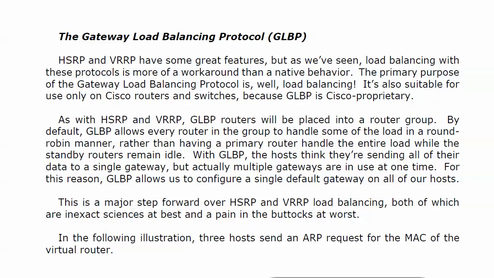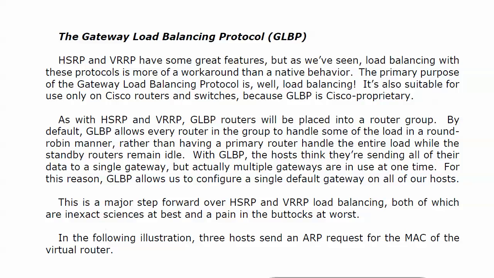Why are we going through all this with GLBP then? HSRP is in operation everywhere around the world. So is VRRP. What do we care? Why do we need another protocol for this? Well, as we've seen firsthand in the labs in the last couple of sections, while they're good, solid protocols for router redundancy, load balancing with them is more of a workaround than a native behavior. It's almost like we're tricking the protocol.